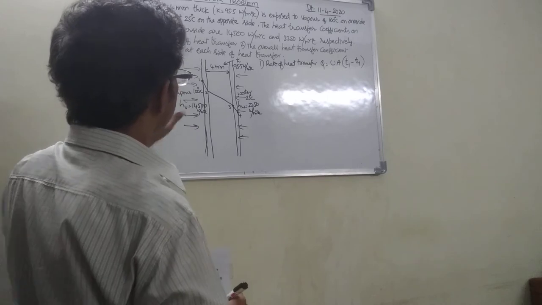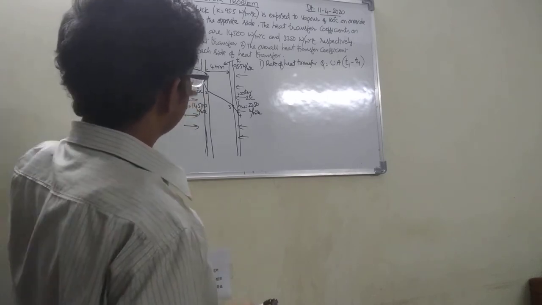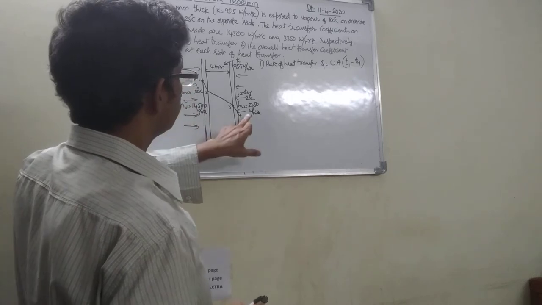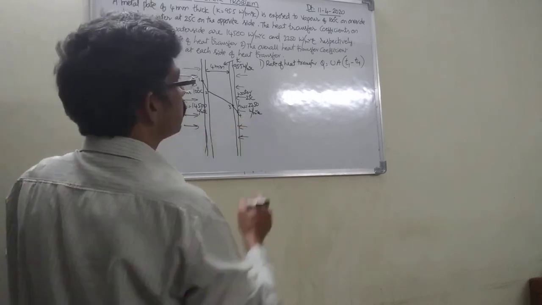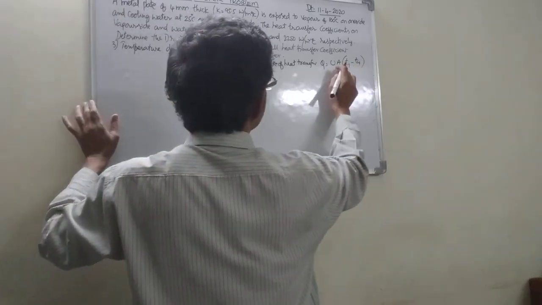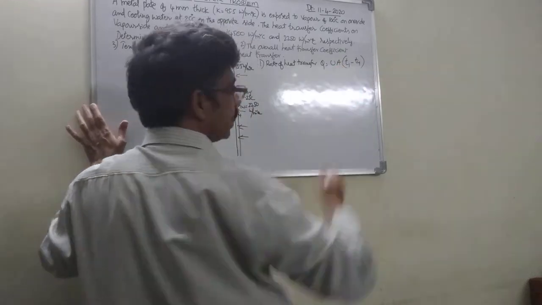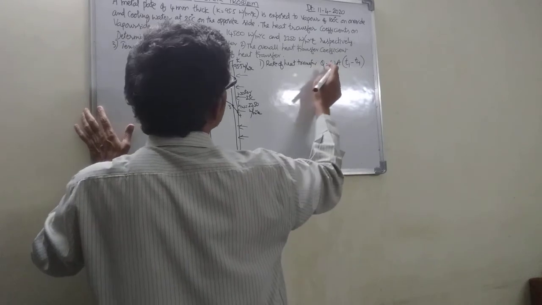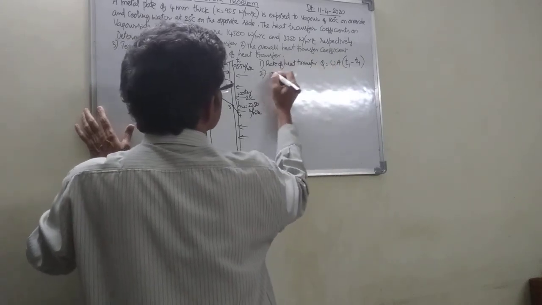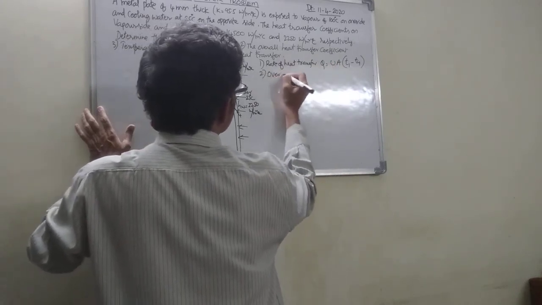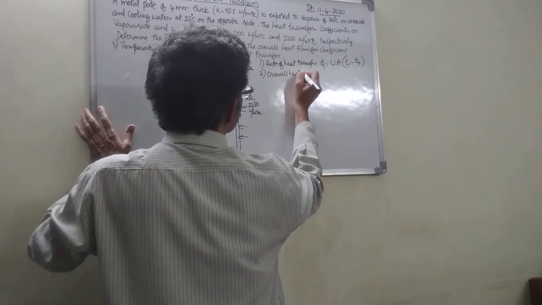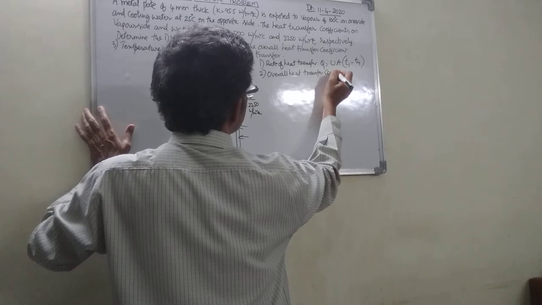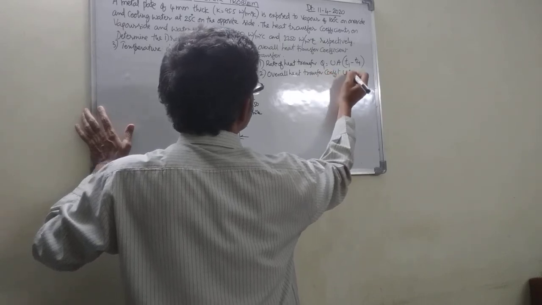Here T1 is the temperature of the vapor, T4 is the temperature of the water. So we have these two details. Area also we have, we can take it as per square meter. What we don't have is U. U is the overall heat transfer coefficient, so that is the heat transfer coefficient U we have to find out.